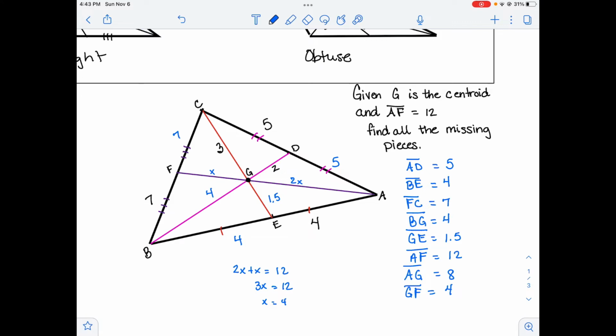Now with the pieces we were given, A to F, we know that the top part is 2x, because the ratio is 2 to 1, it's 2 times whatever x is, and x we don't know, so 2x plus x is 12. We solved for that. We found that our smallest part would be 4, and then we double it, and this would be 8.